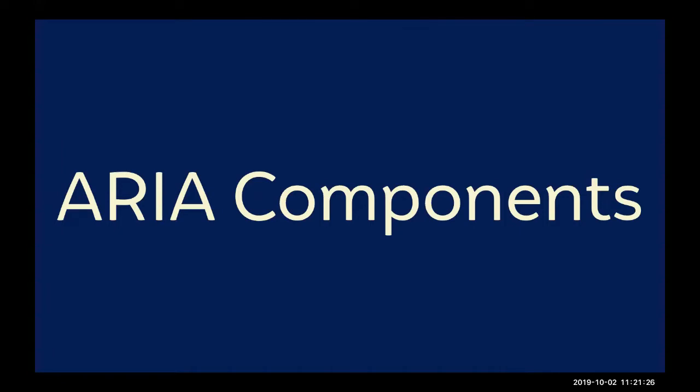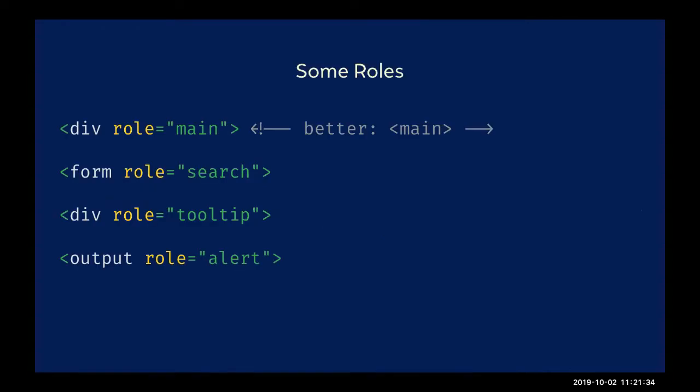There are different ARIA components. So the first thing is roles, and we talked about roles a little bit. We know something like div role main can mark up the main region on the page. It's better to use just the main element because it's built in. It's already an element that has those semantics, and those are completely equivalent. So you can just use that.